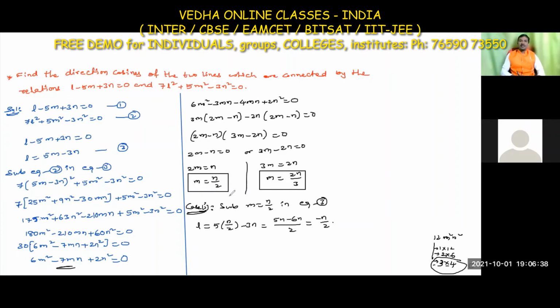Now we are finding the DRs. DRs we represent with ABC usually. So DR is equal to L is to m is to n. What is the L value? Minus n by 2. What is the m value? Plus n by 2. What is the n value? n only. In all the terms, what is common? n is common, so we can cancel.